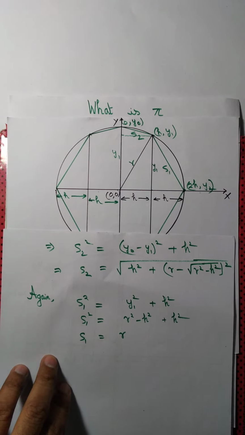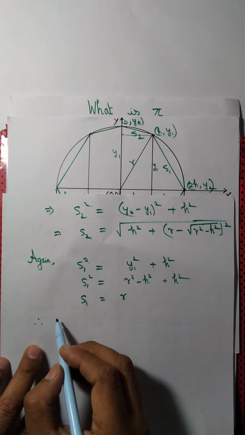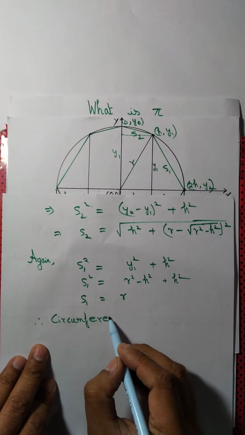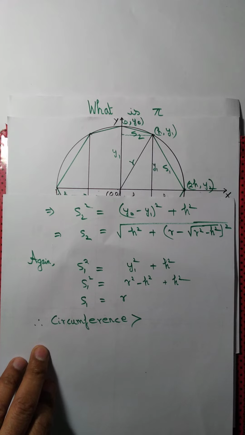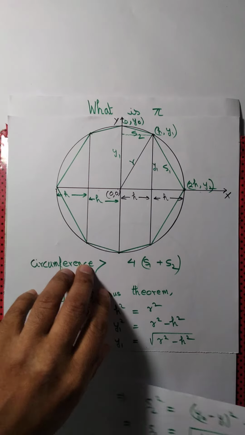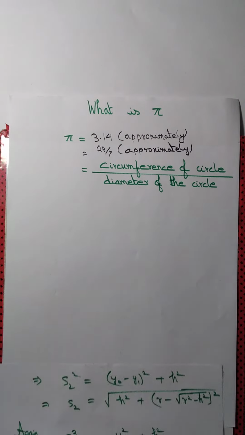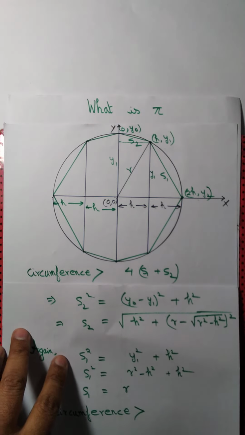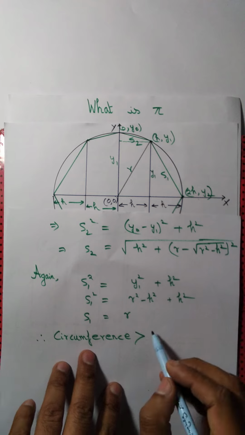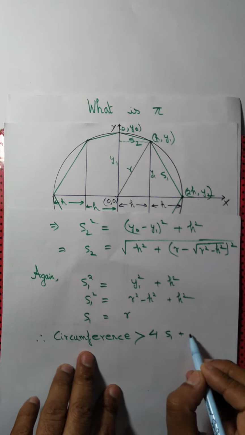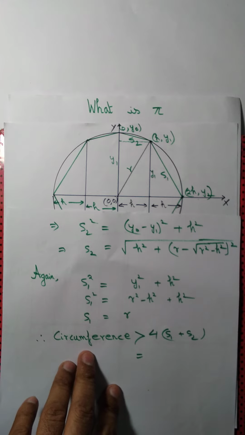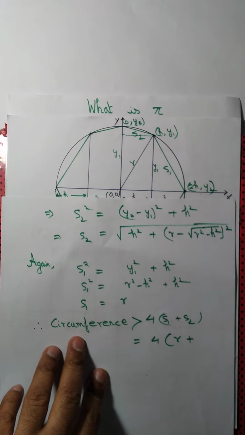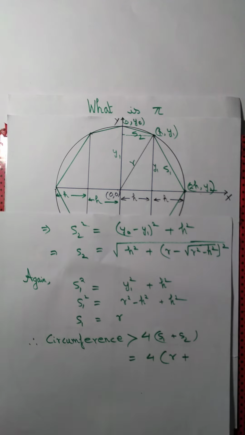Okay, so what can we say about the circumference then? Therefore, the circumference is greater than, we have already observed the circumference is greater than 4 times S1 plus S2, and that is equal to 4 times S1, which turns out to be just equal to the radius of the circle, and S2 is the big number.